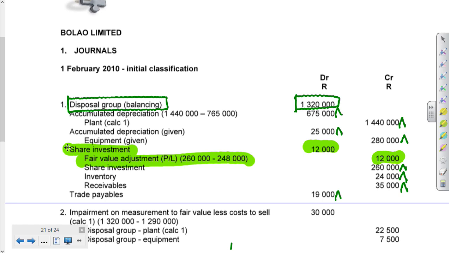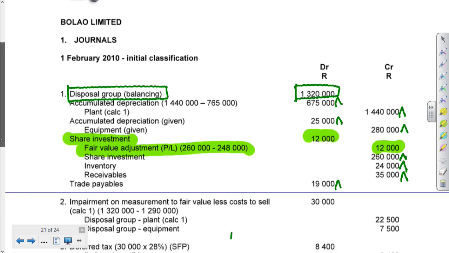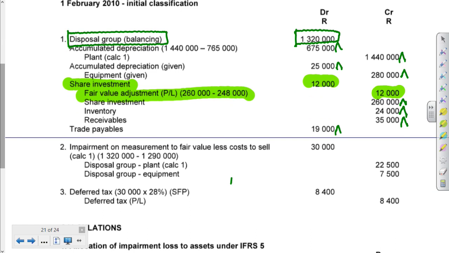The big journal is to get all your assets out of where they are into this disposal group, or this non-current asset held for sale. The second step was then to do an impairment. Your impairment works out to be 30,000 Rand. You all got that? So the impairment is 1320, which was Calc 1, less the 1290, which was given. And so the impairment is 30,000 Rand.